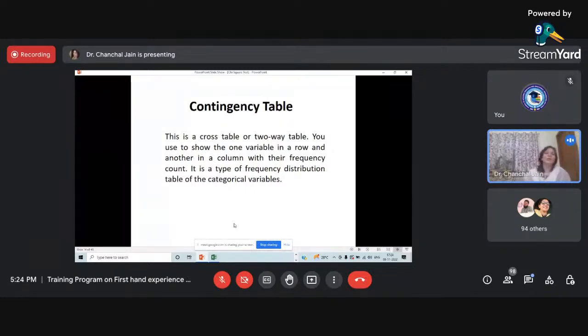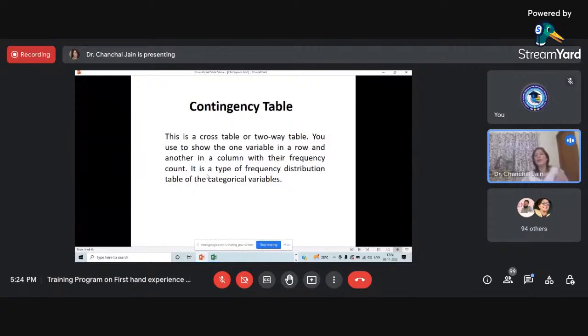Yeah. So I think I have just discussed the contingency table. I have taken one slide here also for the contingency table. This is a cross table or two-way table. That means you show one variable in rows and the other variable in columns with their frequencies. And this type of frequency distribution of categorical variable data is known as the contingency table.